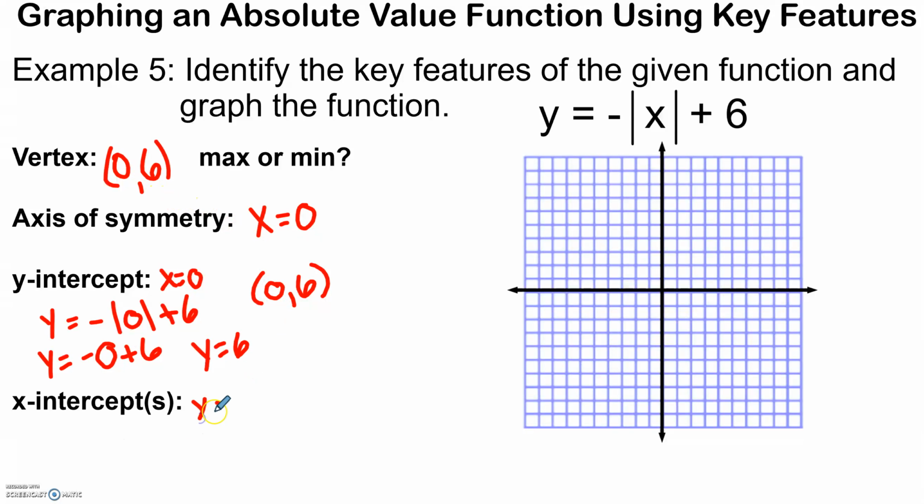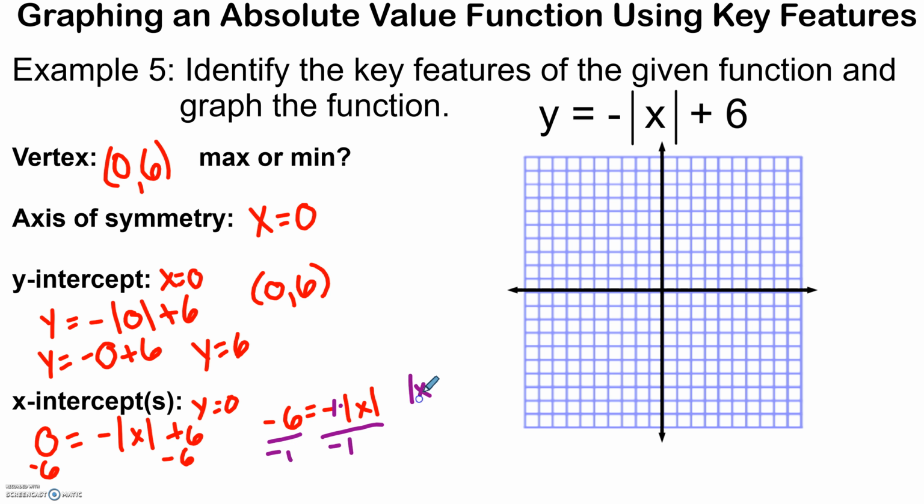For my x-intercept, I know that I'm working with y equals 0. So I'm going to set the entire function equal to 0. My first step would be to subtract 6 on both sides. Now you might be thinking, whoa, we can't have a negative equal to an absolute value. But keep in mind that we actually have this -1 out in front. It's touching, so it's multiplying, so we're going to divide both sides by -1. We get the absolute value of x to equal positive 6. So I set up my two equations, x equals 6 and x equals -6. So my two x-intercepts are (6, 0) and (-6, 0).